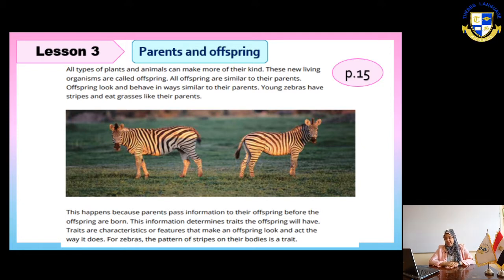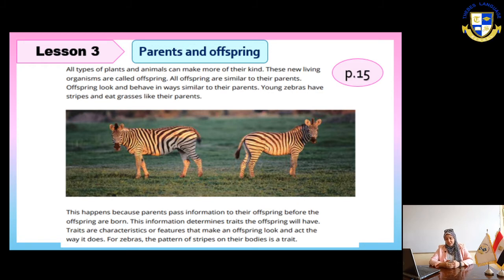All types of plants and animals can make more of their kind. These new living organisms are called offspring. All offspring are similar to their parents. Offspring look and behave in ways similar to their parents. Young zebras have stripes and they eat grass like their parents. Okay? This happens because parents pass information to their offspring before the offspring are born.